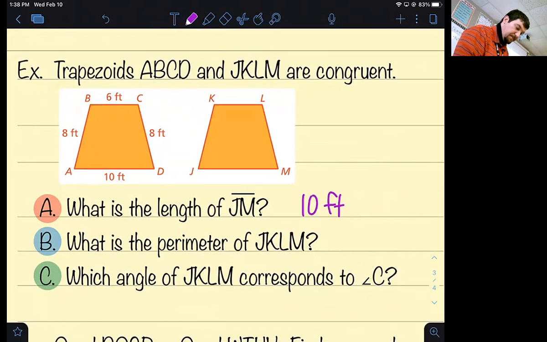32 feet. Okay. Think 6 and 10 make 16. 8 and 8 make 16. 16 times 2 is 32. Okay. What were you going to say, Caitlin?